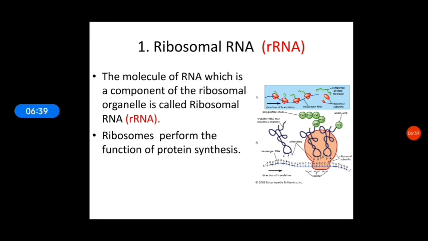In rRNA, R stands for ribosomal. The molecule of RNA which is a component of the ribosome organelle is called ribosomal RNA. Ribosomes perform the function of protein synthesis.